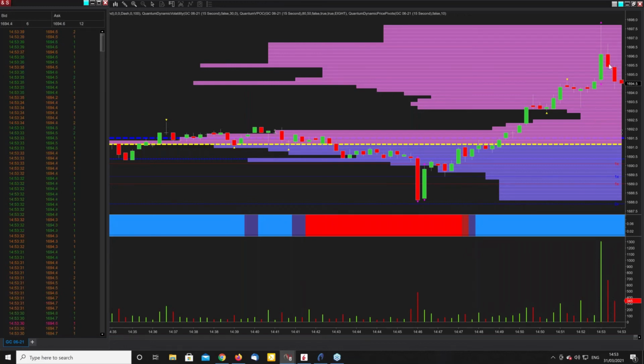Look at the volume falling away. You've got 2 down candles there. Volume is falling, so it doesn't look particularly bearish at that point in time.